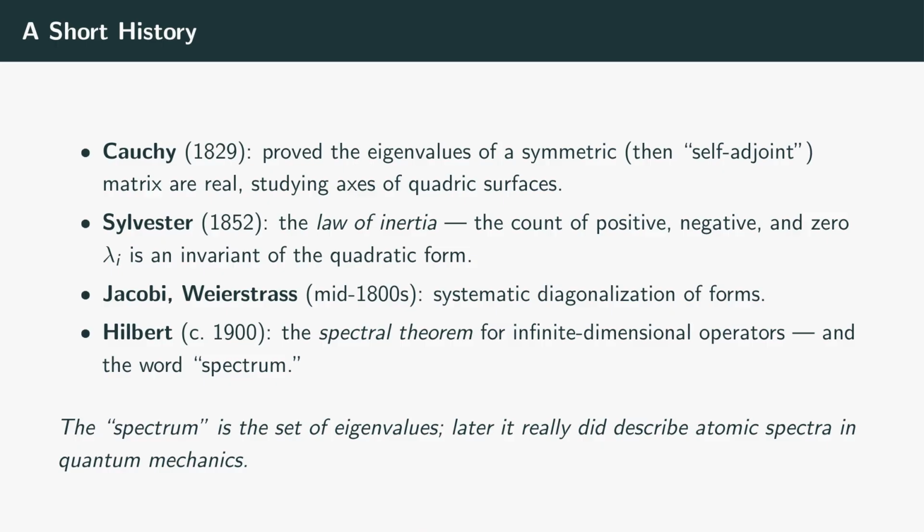Through the middle of the century, Jacobi and Weierstrass turned diagonalization of forms into a systematic theory. Then, around 1900, David Hilbert extended the whole circle of ideas to infinite-dimensional operators and gave us the modern name, the Spectral Theorem. He called the set of eigenvalues the spectrum. And a beautiful twist, a few decades later, that same word and that same mathematics turned out to describe the actual spectral lines of atoms in quantum mechanics. The spectrum of a matrix became the spectrum of light.